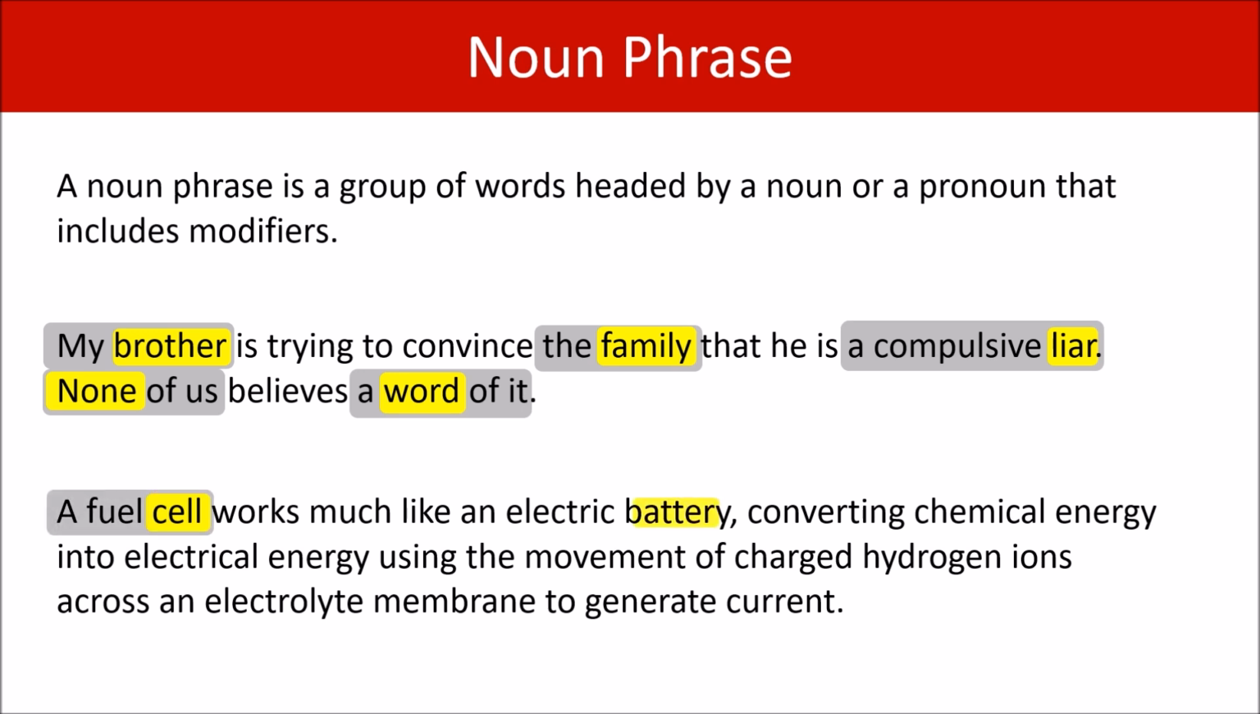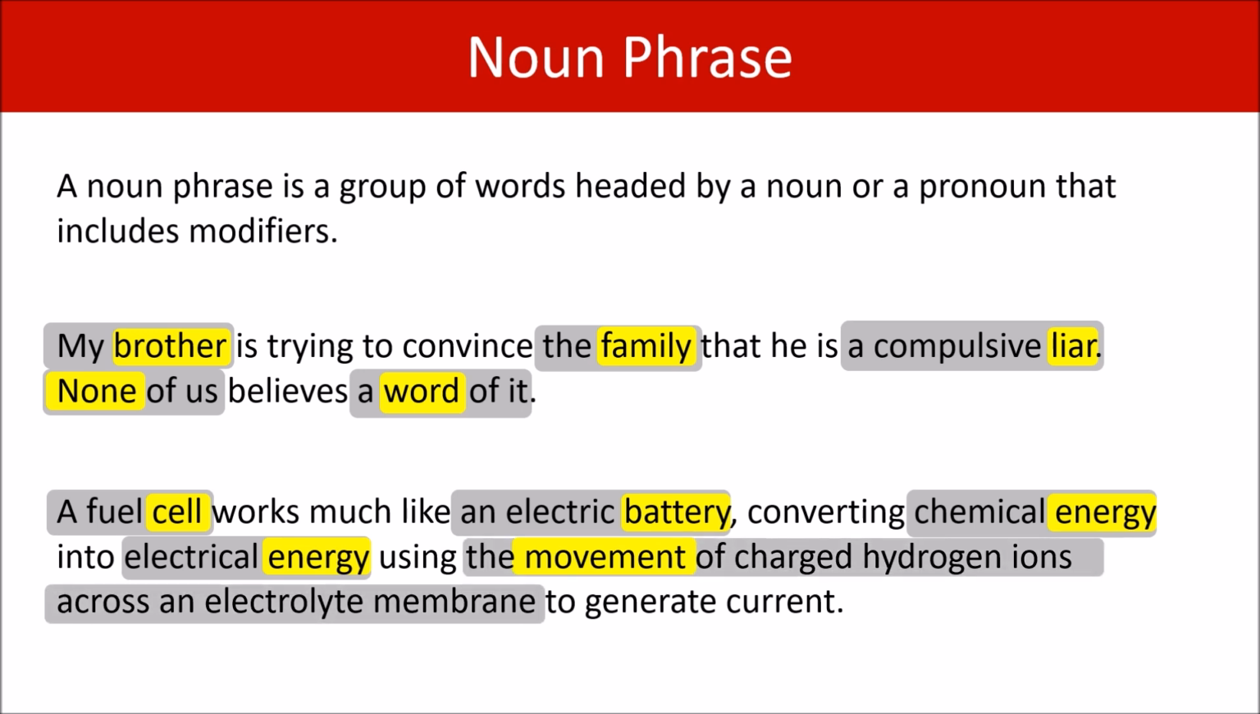Battery is the head noun. An electric battery is the noun phrase. Energy is the head noun. Chemical energy is the noun phrase. Energy is the head noun. Electrical energy is the noun phrase. Movement is the head noun. The movement of charged hydrogen ions across an electrolyte membrane is the noun phrase.